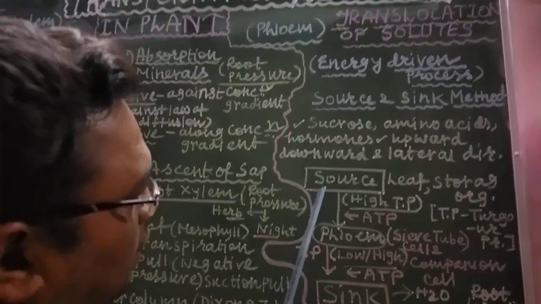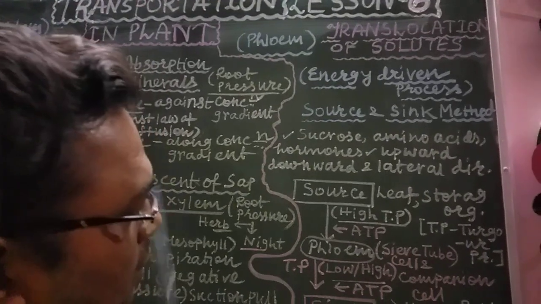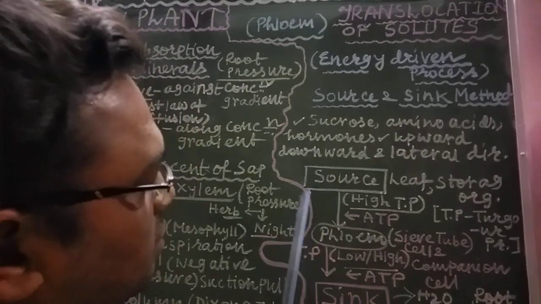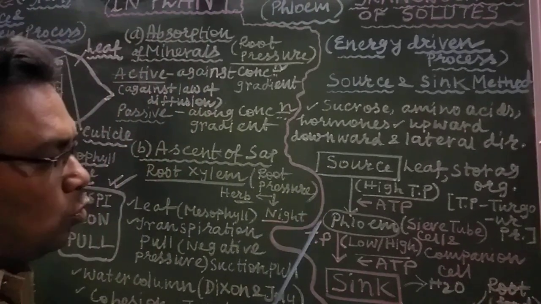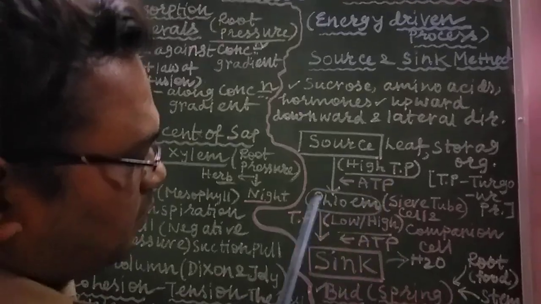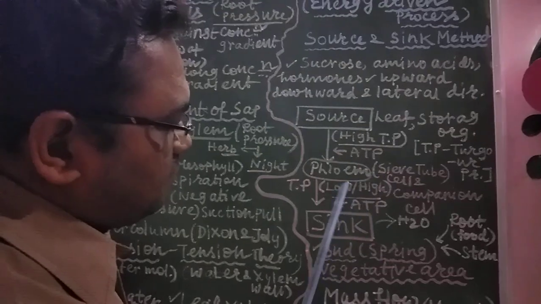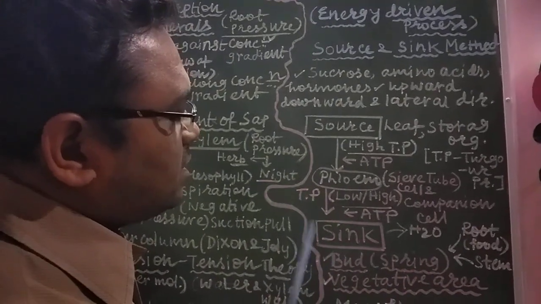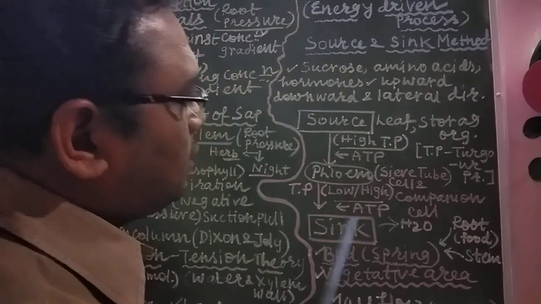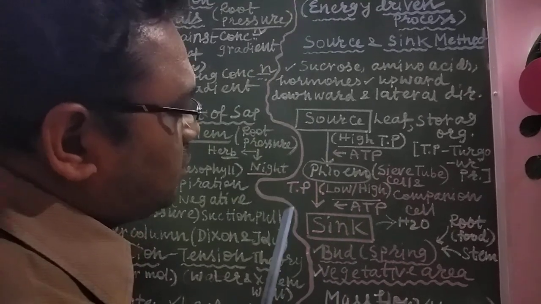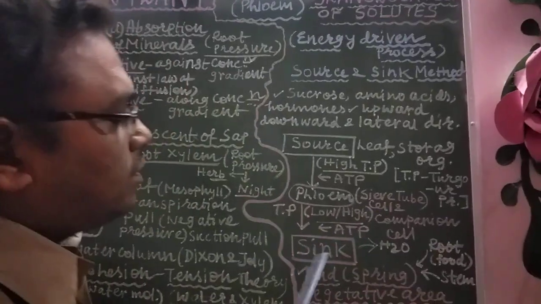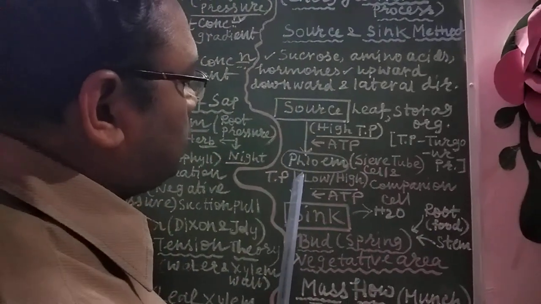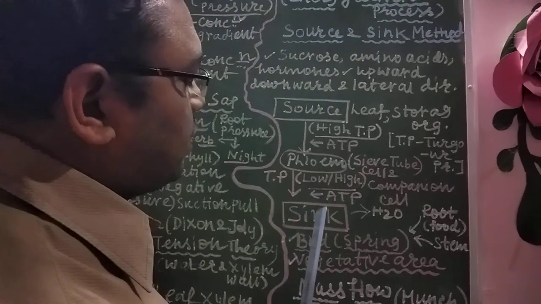In the source, a high osmotic pressure is maintained, due to which water enters the source, and from the source it enters the phloem where low turgor pressure is maintained. Here ATP is required again. Then through the sieve tube cells, the food material goes to the area that is the sink, where it is required, and where also a low turgor pressure is maintained. TP means the turgor pressure, and thus water moves out and food materials from the phloem enter the sink, that is where it is required.